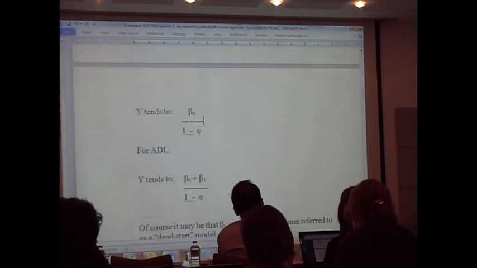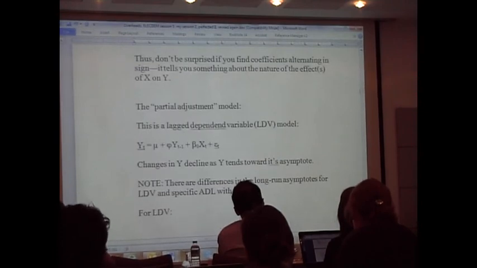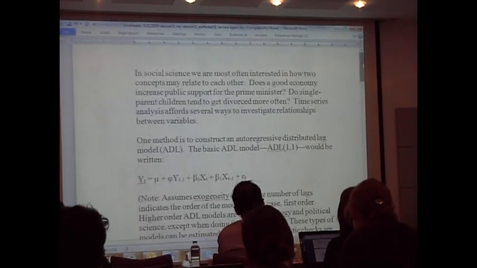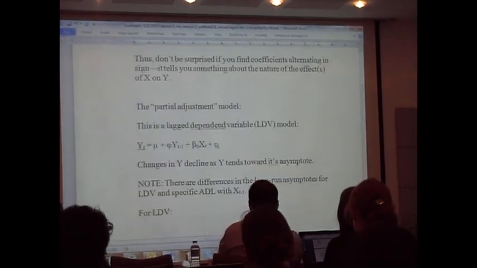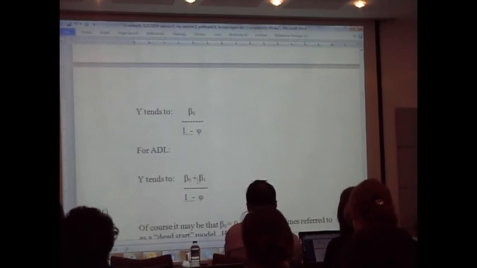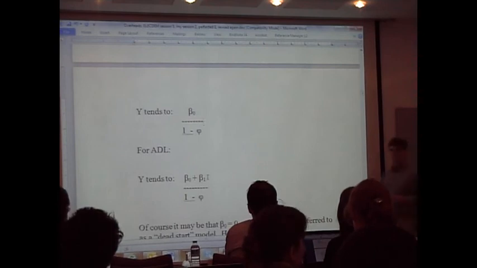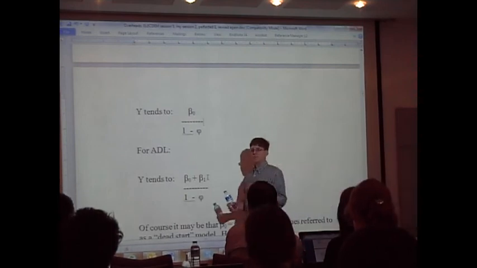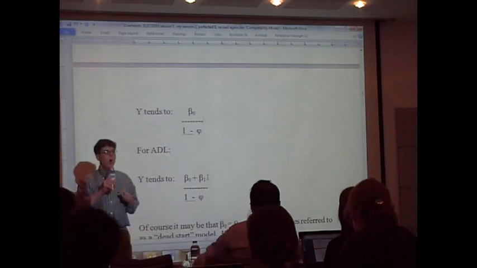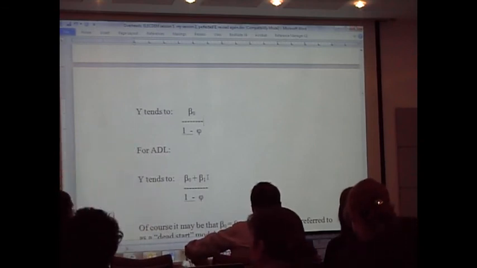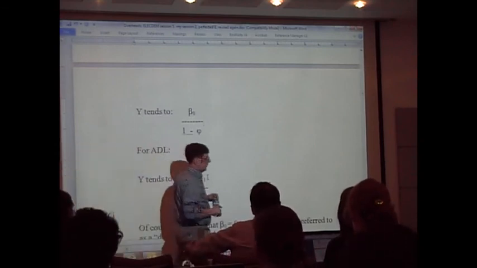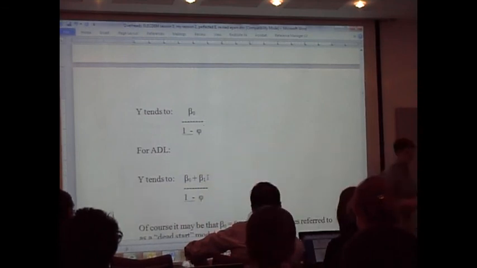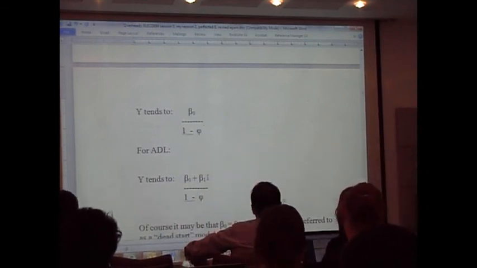Okay, that's for the lagged dependent variable model. Now, if the model is actually not that, and it's actually that xt and xt minus 1 both have effects, then the equilibrium is not this, it's the sum of the two x coefficients, v naught plus v1, over 1 minus phi. That makes sense too. It's very simple to calculate. All you have to do is take a little piece of paper and plug in values, and you'll see that the equilibrium works out exactly.